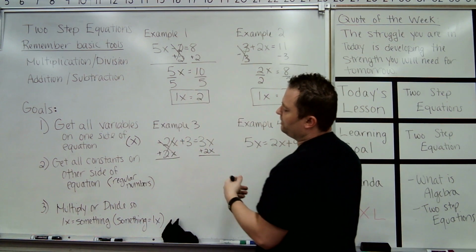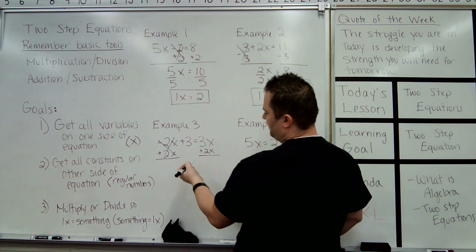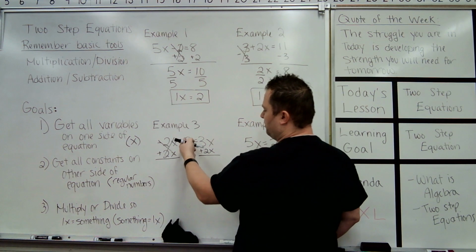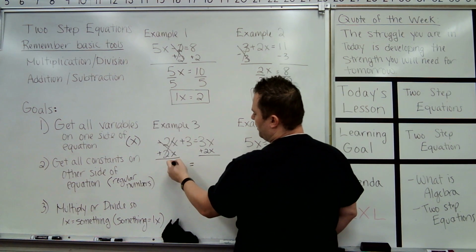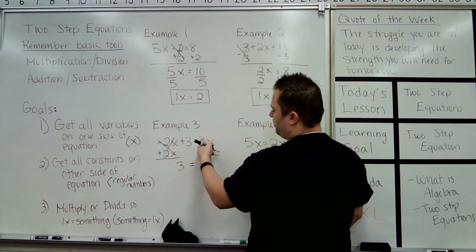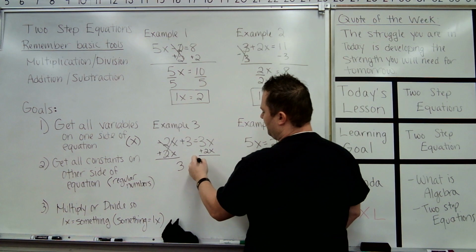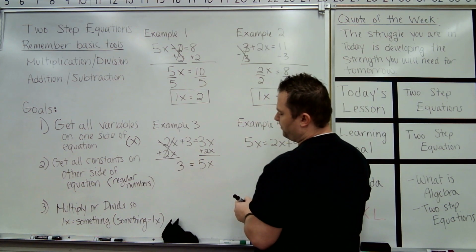Remember, x's are just unknown. That doesn't mean we can't do mathematical operations with them. Because I did the same thing to both sides, I could say that both sides still remain equal. 3 is what's left on the left, and 3x plus 2x is 5x. 5x's is equal to 3.